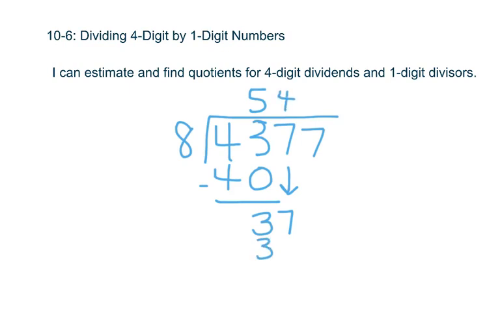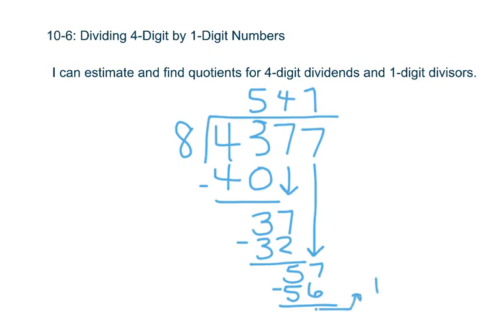4 times 8 is 32. I subtract and bring down. And last but not least, how many times does 8 fit into 57? It fits in 7 times. 7 times 8 is 56. I subtract, and it's hard to see, but I have a 1 left over. So 547 remainder 1. Is my answer reasonable? Yes, the quotient is reasonable because 547 is close to 500.